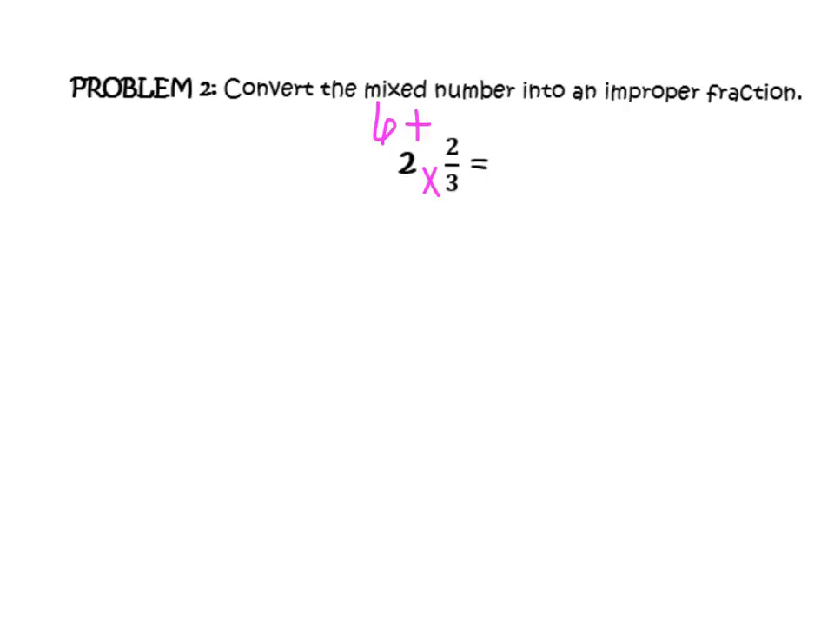6 plus 2 is 8. The sum, or answer, is our new numerator, and the denominator stays the same. So the improper fraction is 8/3.